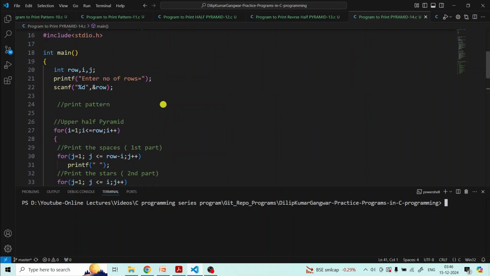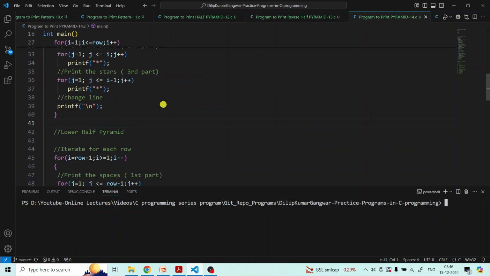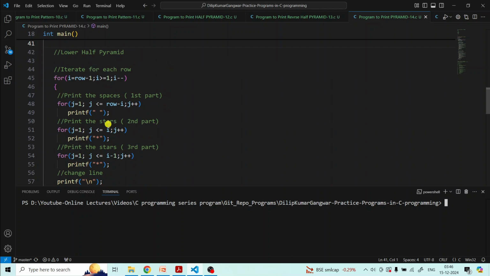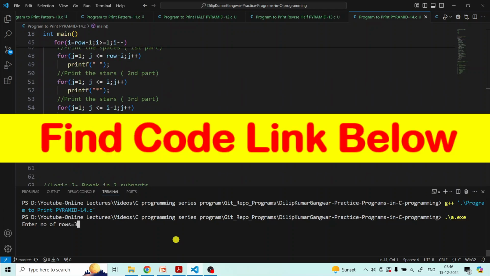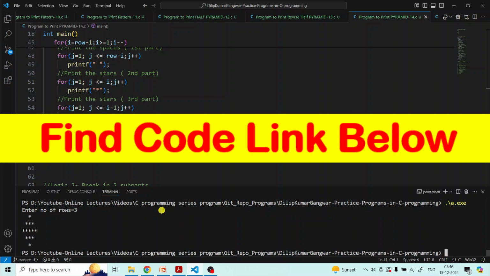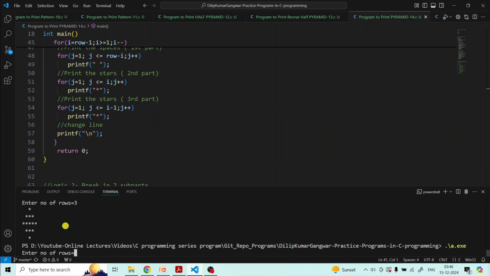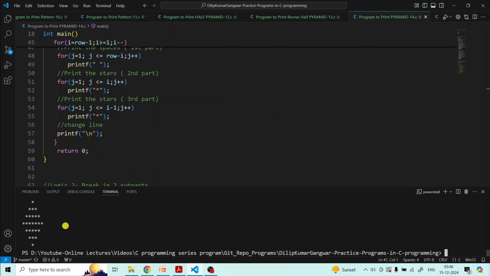So this is our code that we have just seen: upper pyramid, then lower half pyramid. If I give number of rows as, let's say, 3, then see my pyramid is printed. If I give 4, then again my pattern is printed for the pyramid. I hope you have got the idea.